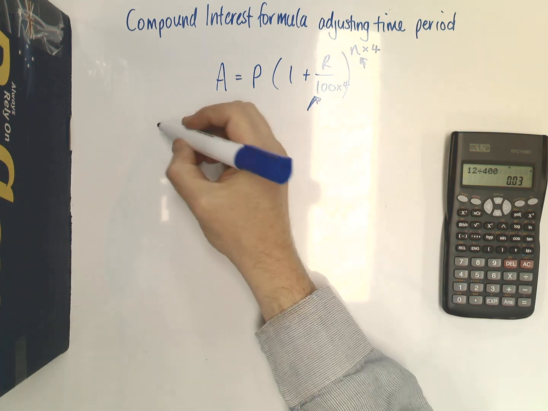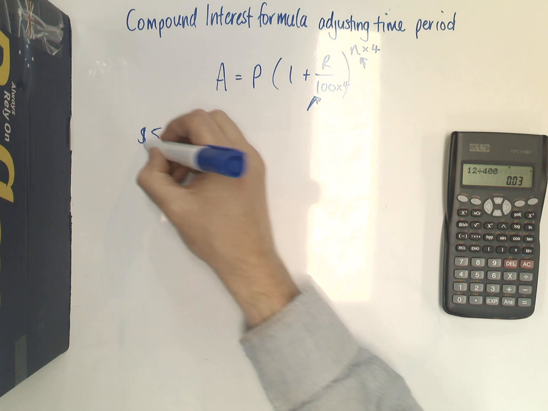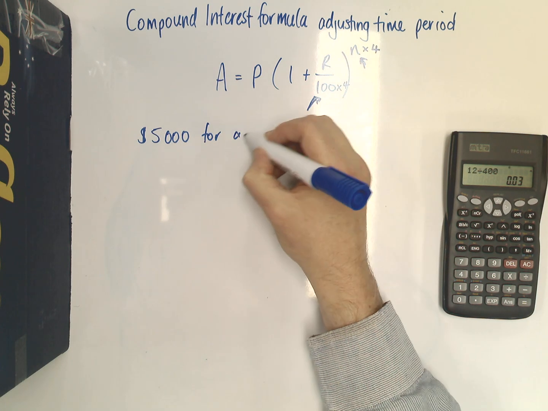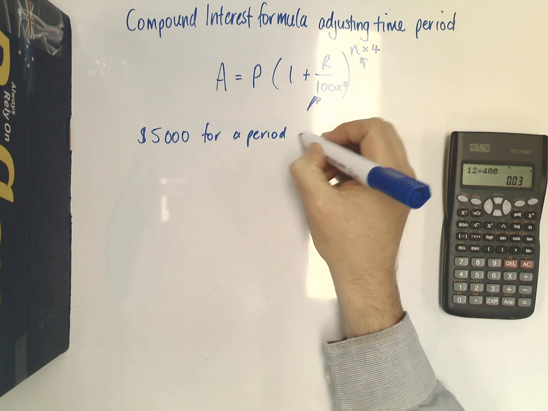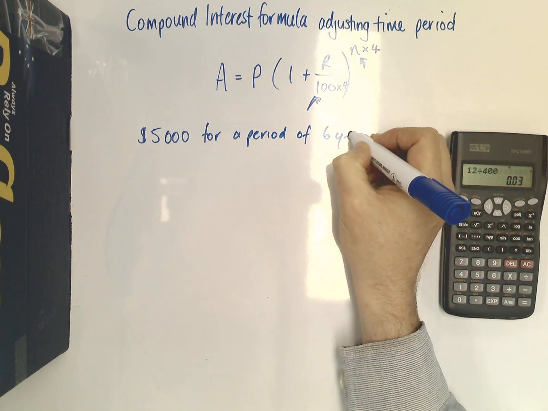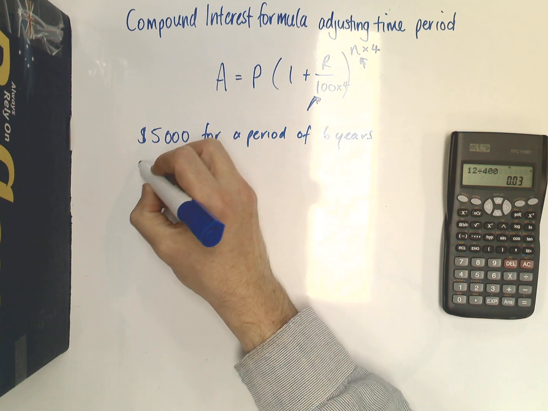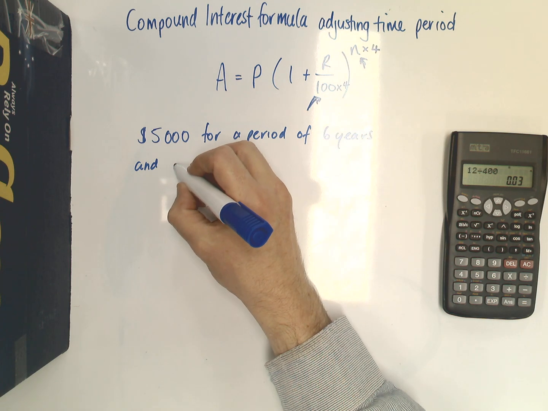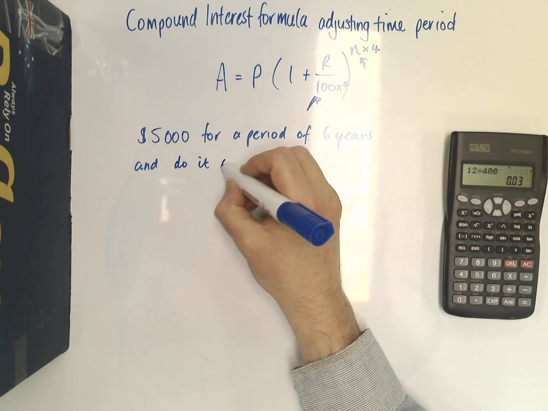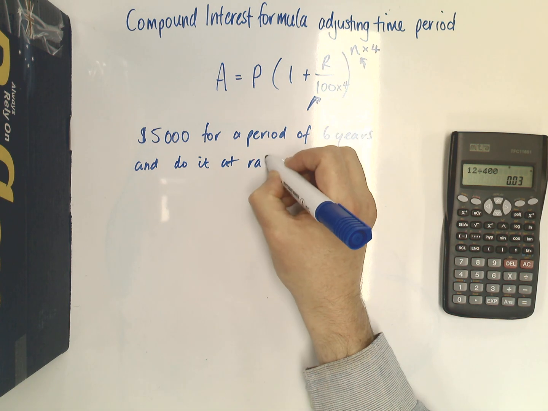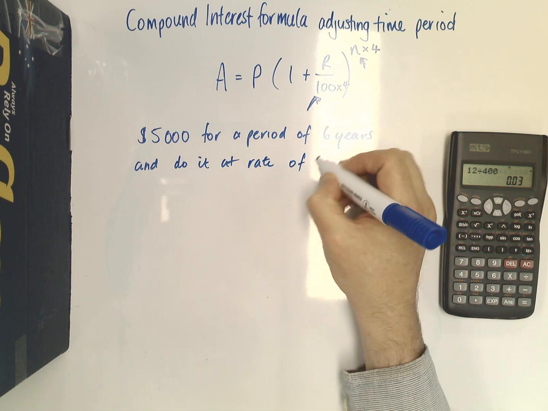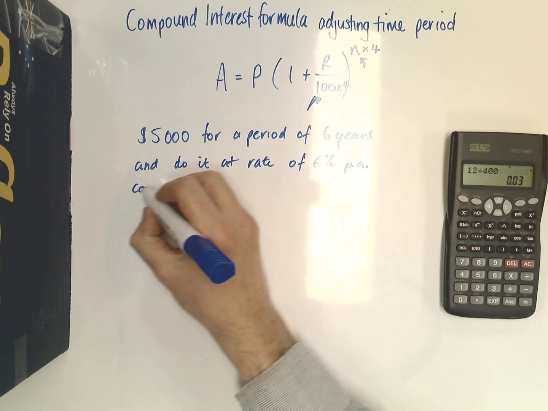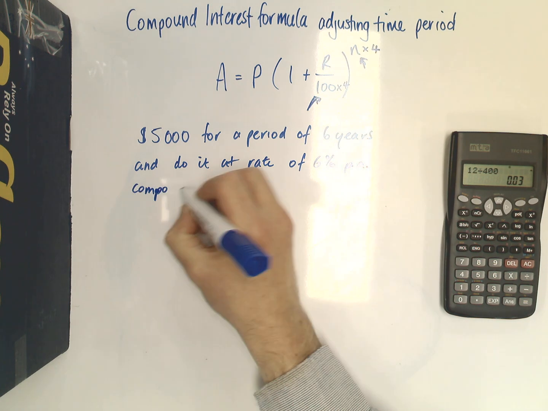Okay, so my question, nice and easy one. We're going to invest $5,000 for a period of 6 years. And we will do it at a rate of 6%. Come on, why not? Per annum, but we are going to compound it monthly.